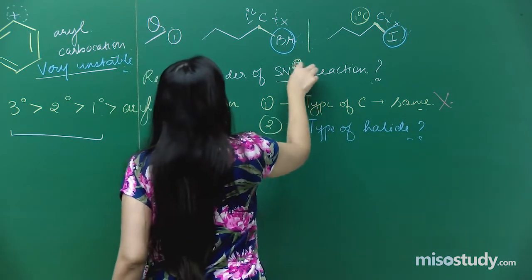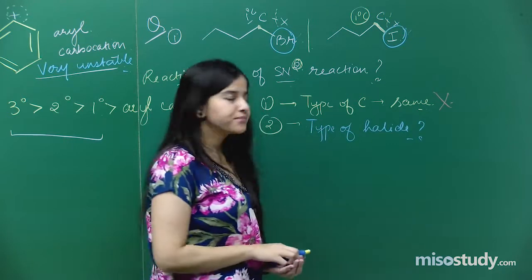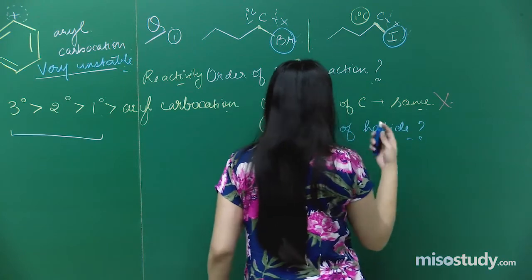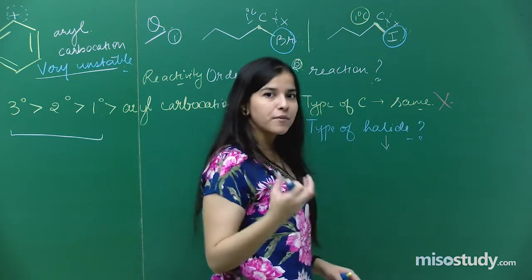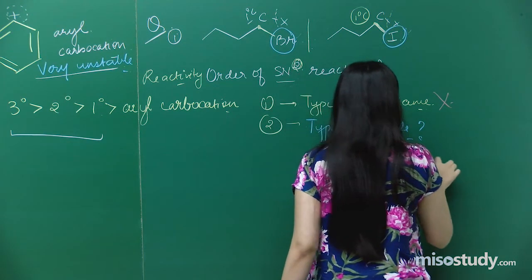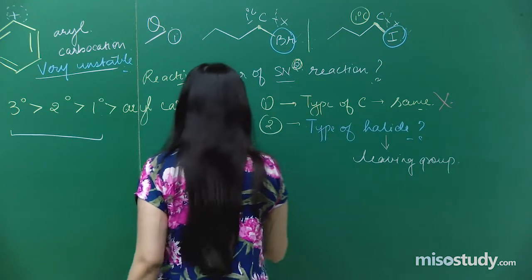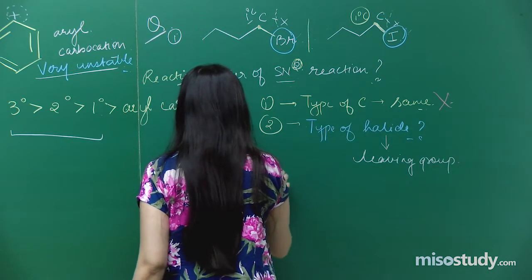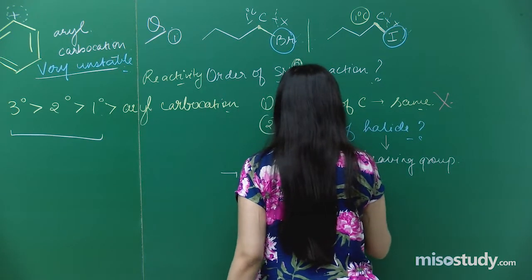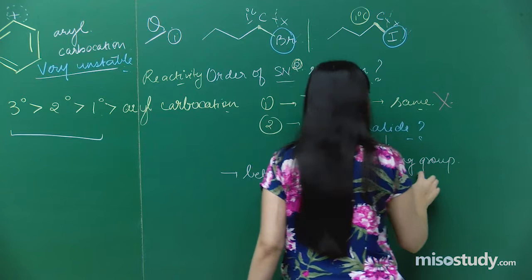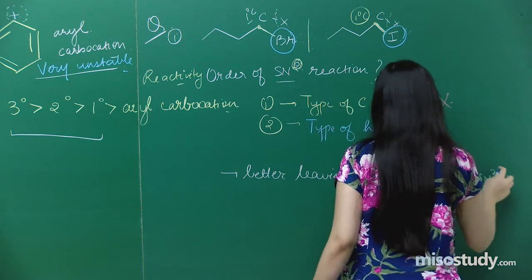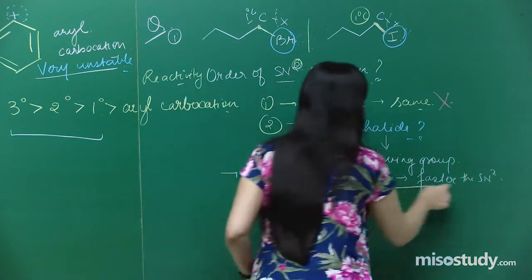Not that order. I'm not talking about this particular order, right? Out of the two types of halide, I'm confirming the information about the leaving group. Halide is nothing but a leaving group. So which is the better leaving group out of the two? The better the leaving group, the faster the SN2 reaction. Yes, so faster the SN2 reaction.